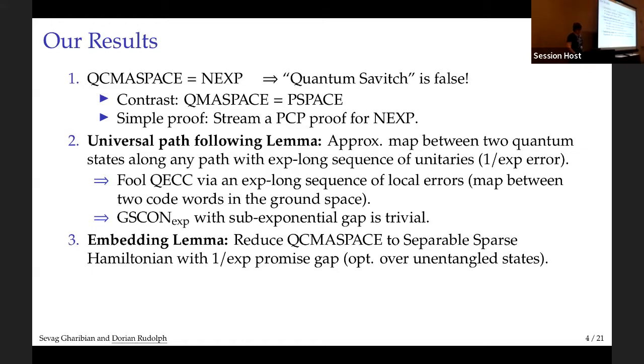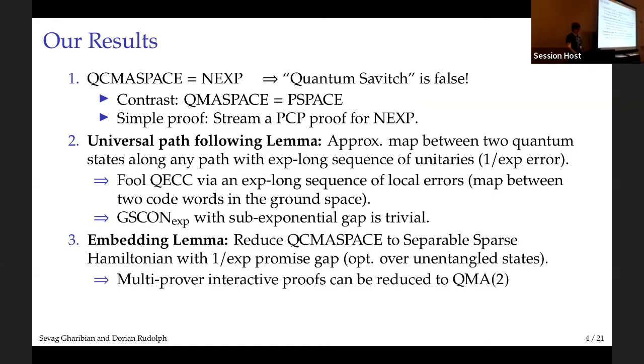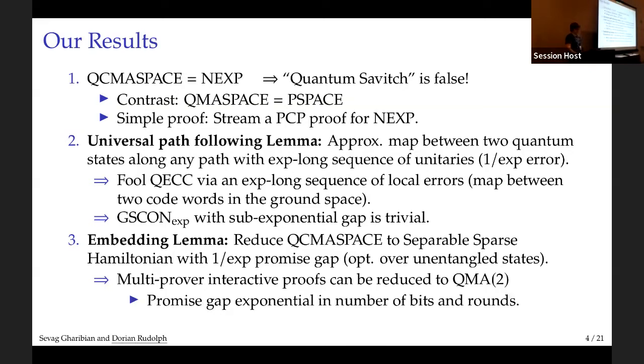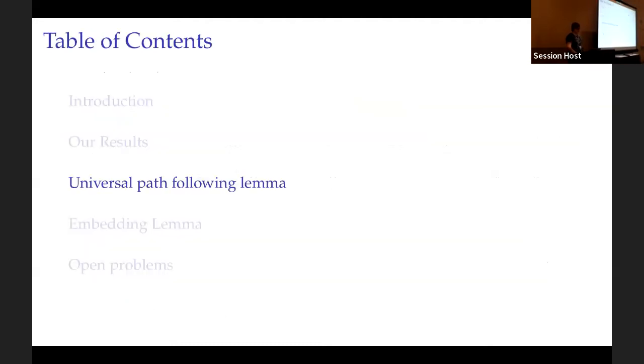The last main result is the embedding lemma. This allows us to reduce QCMASPACE to the separable sparse Hamiltonian problem with an inverse exponential promise gap. In the separable Hamiltonian problem, we only optimize over product states. The separable sparse Hamiltonian problem is known as a QMA2-complete problem. Therefore, we can also reduce multi-prover interactive proofs to QMA2, and then the promise gap is exponential in the number of bits and rounds.